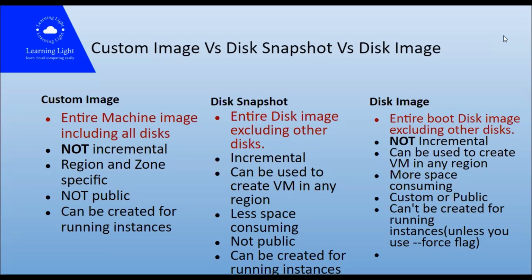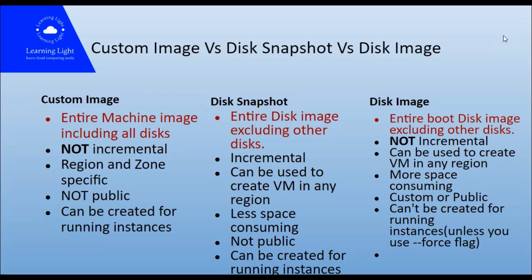When you use your custom image, if you have n number of disks attached to your VM instance, it will include all the disks with the image. Those disks you need to manually attach to those VMs, but you have the images of those disks along with the image. But it is not an incremental one, and it is very region and zone specific. You cannot change the region and zone of those VM instances.